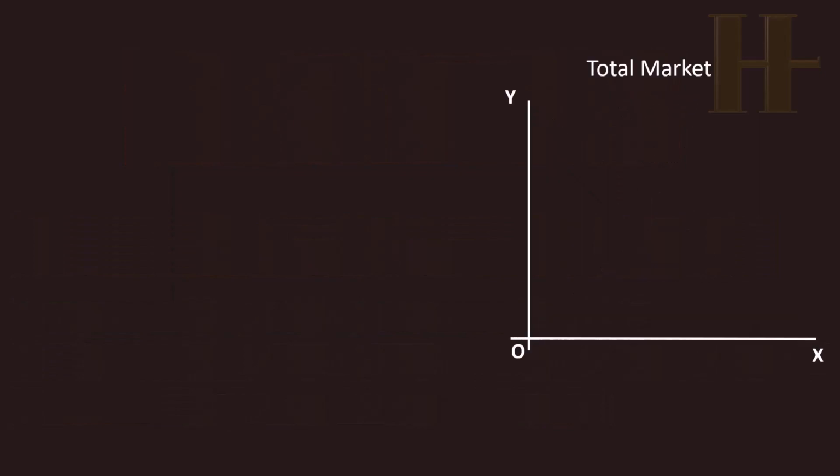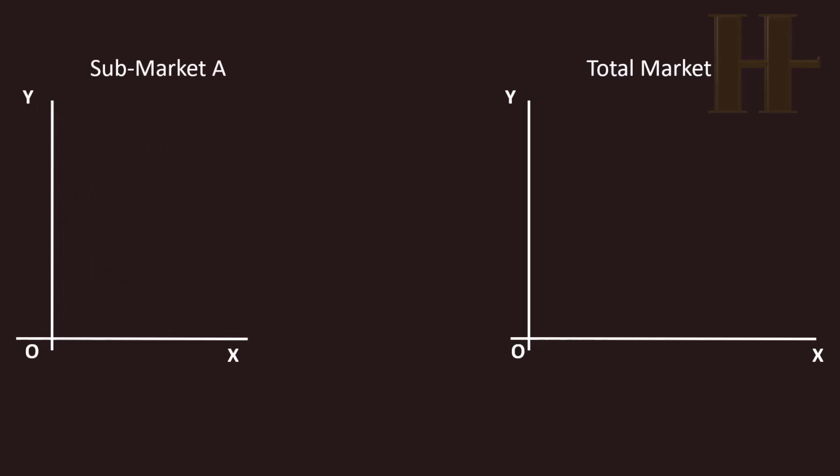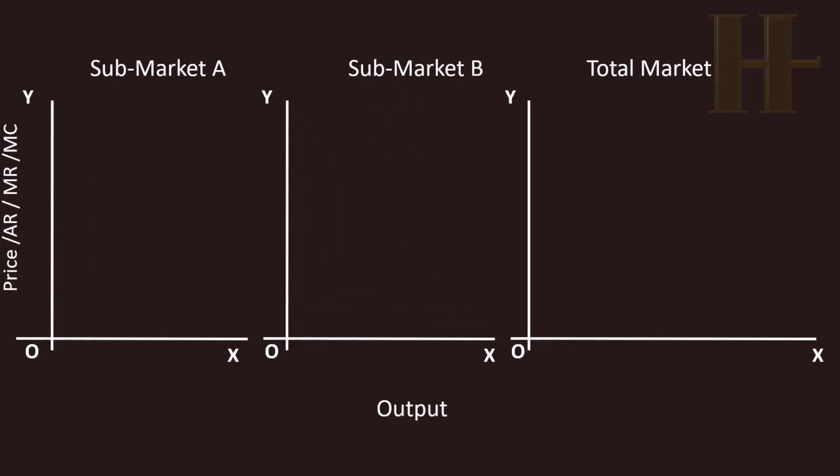The graph at the right extreme represents the total market. Monopolist divides this into two sub-markets. Graph at the left extreme represents sub-market A. Graph in the middle represents sub-market B. ARA is the average revenue curve of sub-market A. It is also the demand curve. Demand is relatively inelastic. MRA is its corresponding marginal revenue curve.